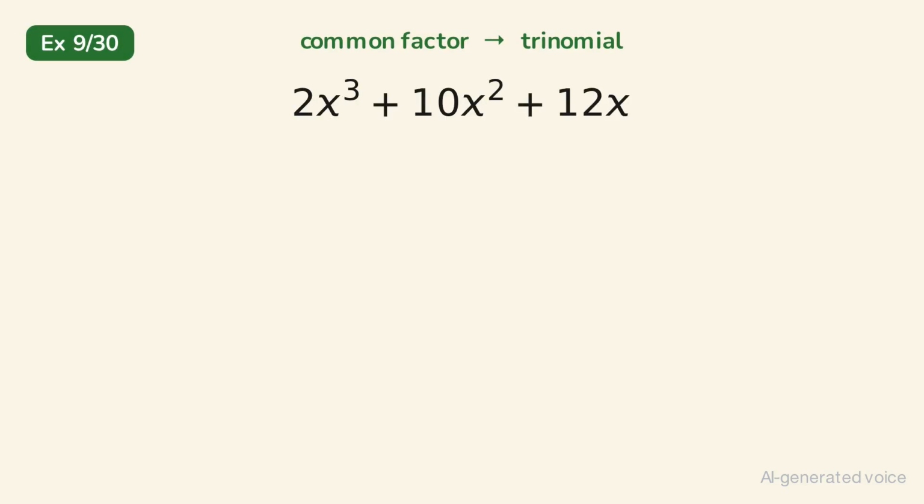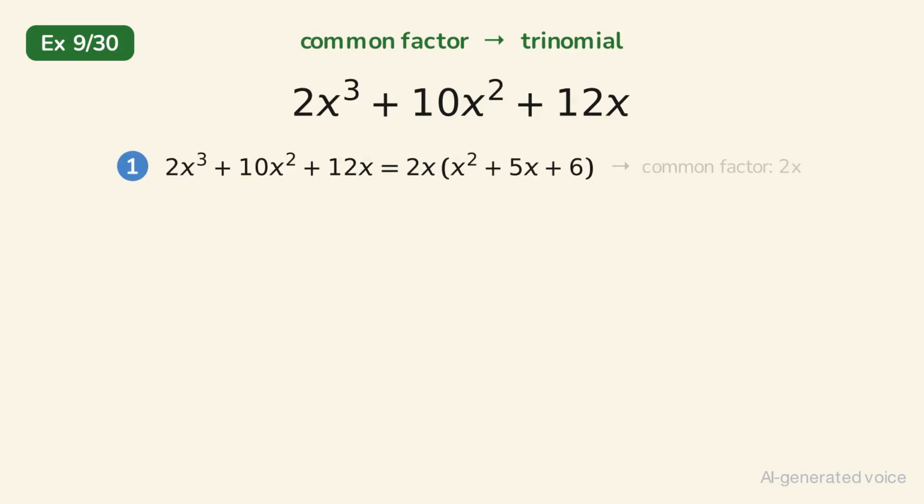Now we mix common factor with a trinomial. Let's factor 2x cubed plus 10x squared plus 12x. 3 terms, and all 3 share something. A 2 fits in all, and x is in all too. The common factor is 2x.